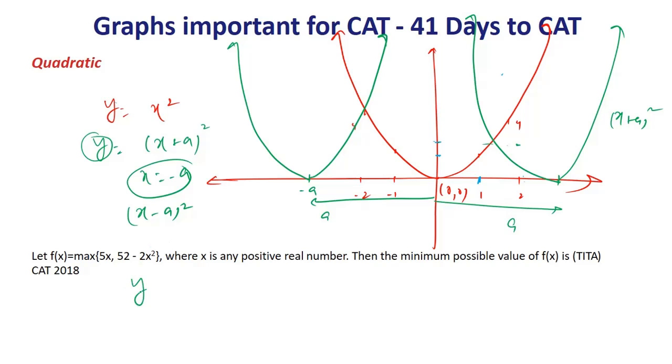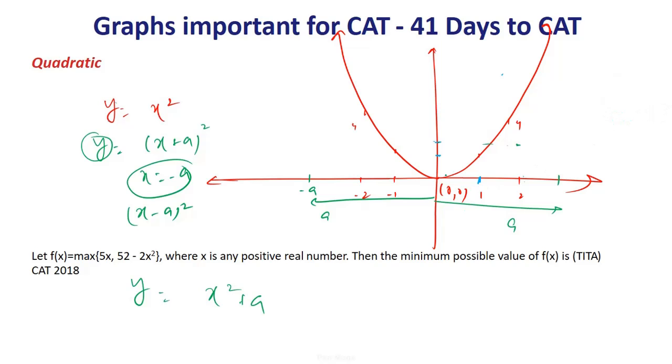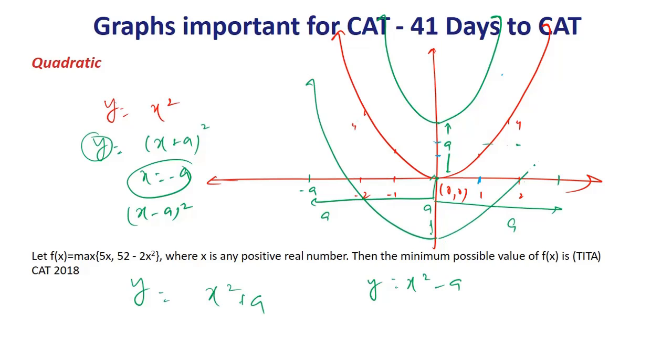Another case can be y is equal to, let's say, x square plus a. That is very simple. If you have y is equal to x square plus a, all you have to do is just shift it upstairs by a units. So then it becomes something like this. And if it is, let's say, y is equal to x square minus a, then shift it downstairs by a units, right? So that is how you draw a graph.